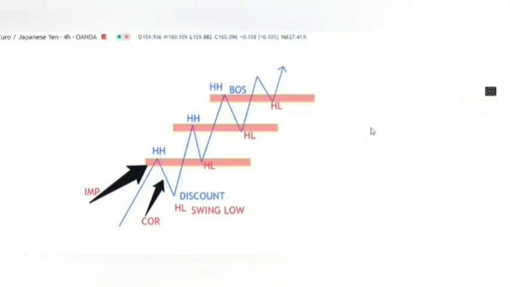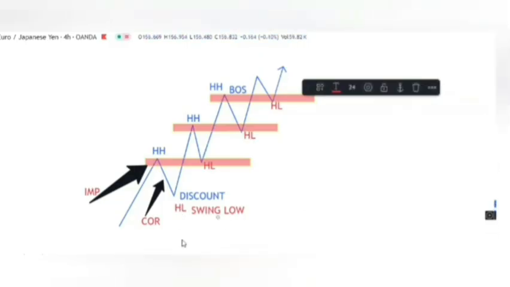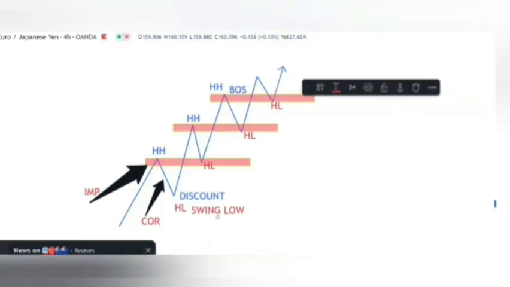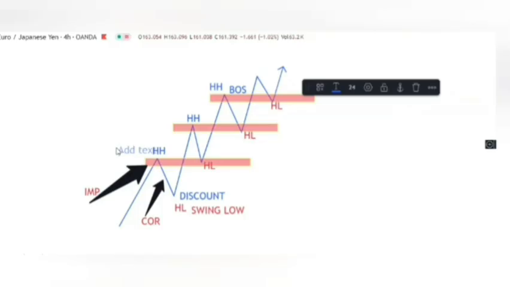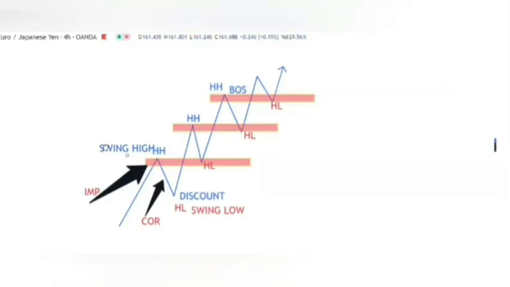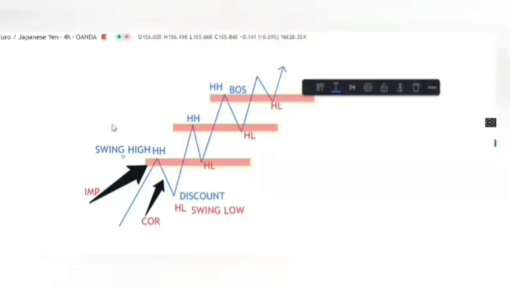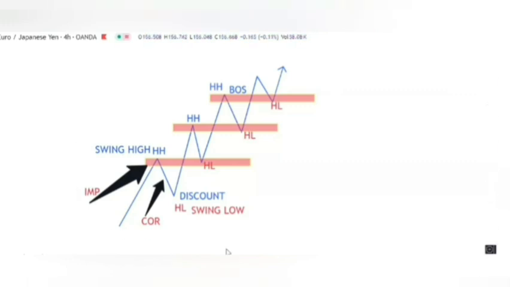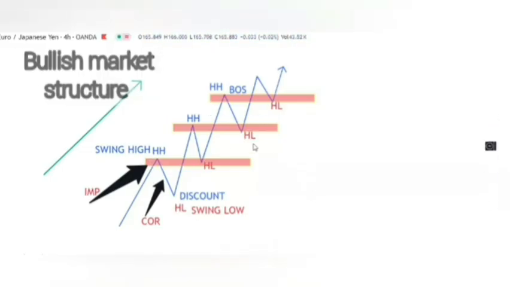There's another swing low, another swing high. This is the swing low, which is the higher low, and also there is a swing high. This would also be referred to as a swing high. So this higher high can also be referred to as a swing high. So this is the typical bullish structure. It has to form all these components to qualify as a bullish market structure.